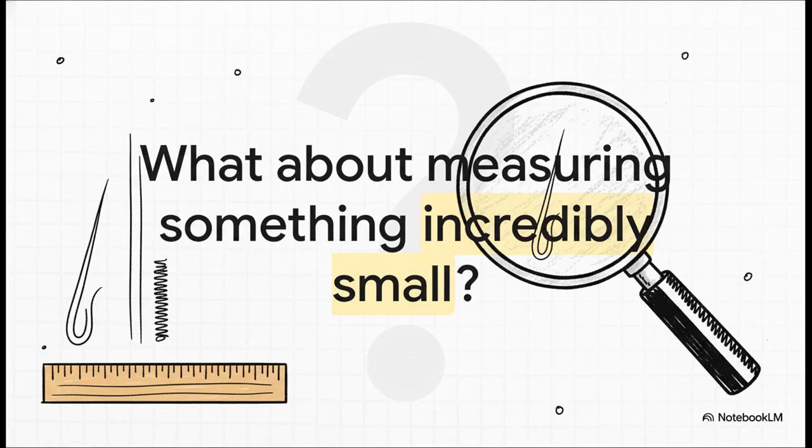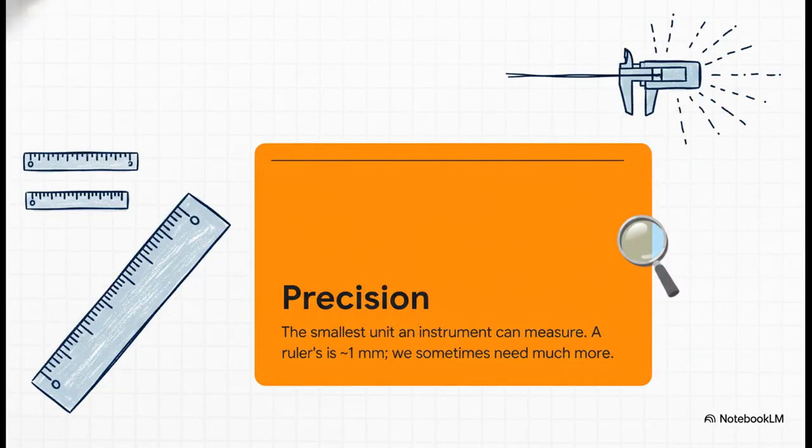So, what do you do when your tool just isn't precise enough for the job? Well, you get a more precise instrument. See, precision is all about the smallest measurement a tool can reliably make. Your ruler might get you down to the nearest millimeter, maybe half a millimeter if you're really careful, but for that wire, we need to measure in hundredths of a millimeter.